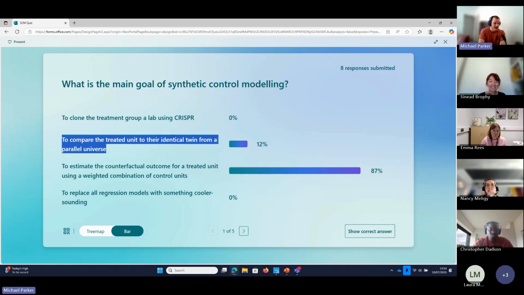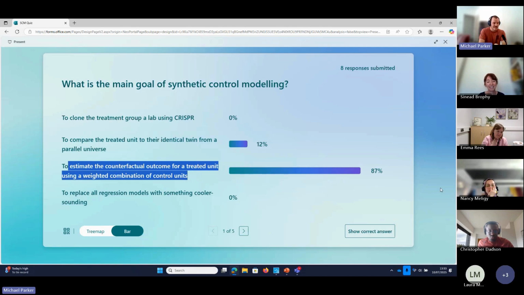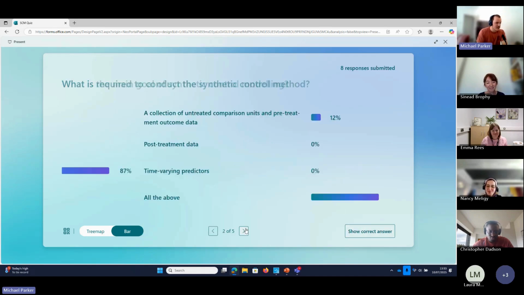Now, I wish it was that. It is unfortunately not that. To estimate the counterfactual outcome for a treated unit using the weighted combination of control units. 87% have put that. So I think that might be the correct answer, and it is. And it isn't to replace regression models with something cooler sounding, but I do also think it is cooler sounding as well. So well done for that one.